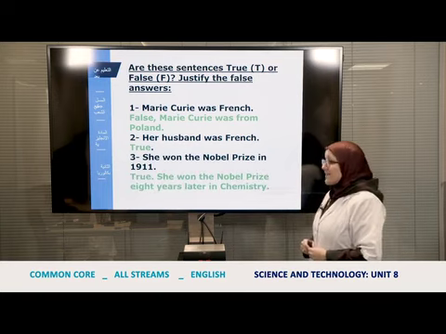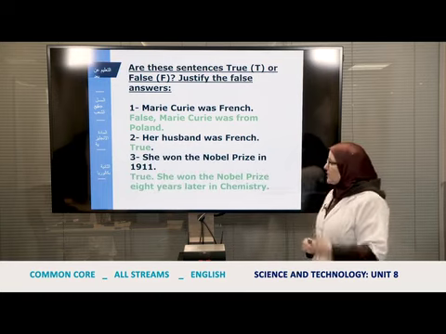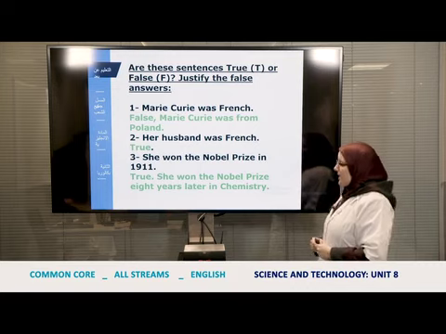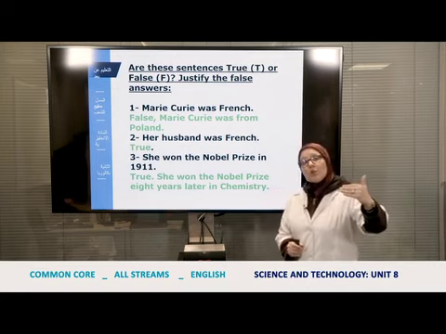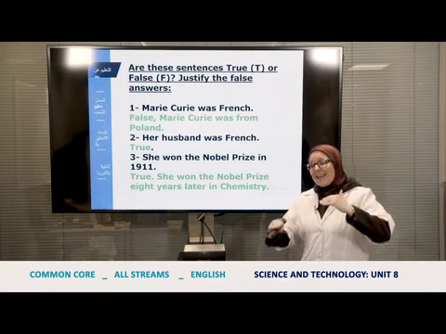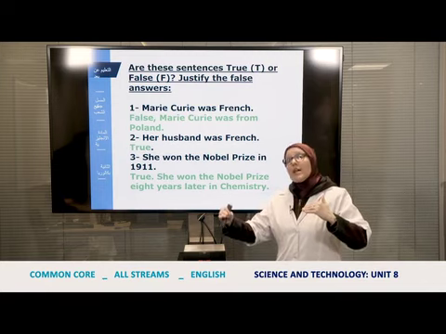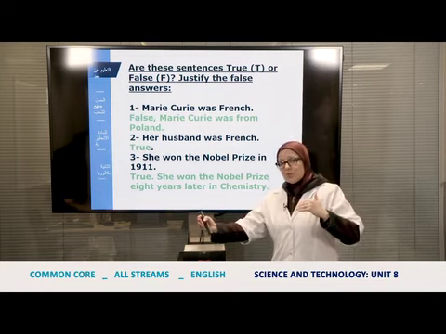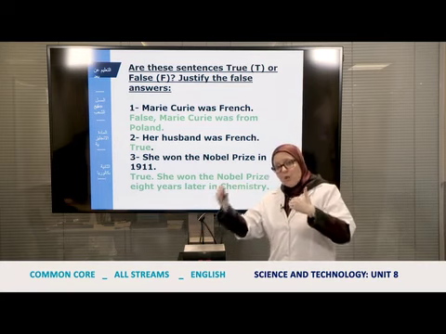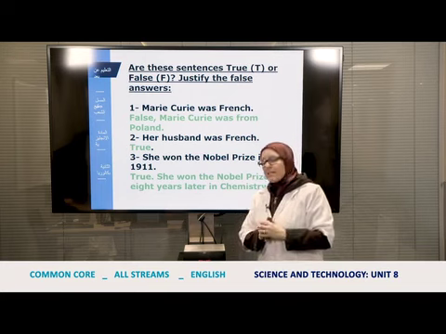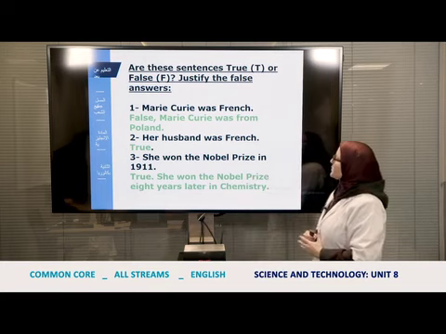Of course, it's true. Yes, she won the Nobel Prize 8 years later in chemistry. The first Nobel Prize was in 1903, and 8 years later she won another Nobel Prize in chemistry. So if you add 1903 plus 8, it gives us 1911.